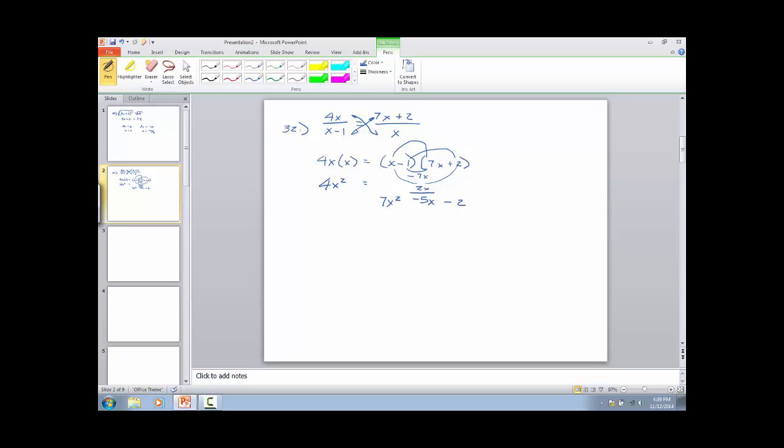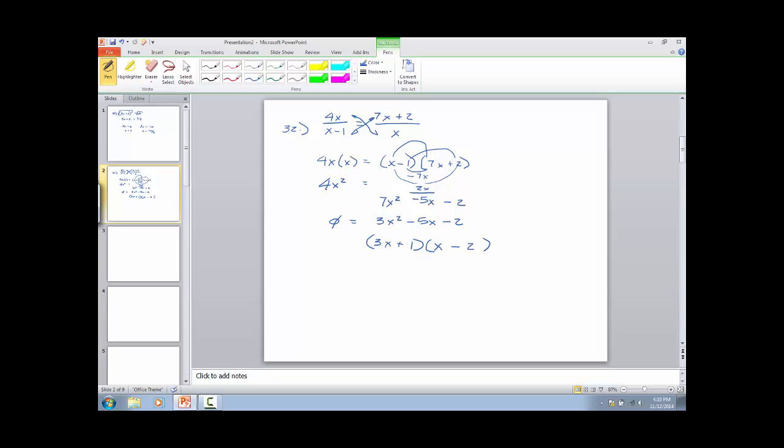Now we want to put this in the quadratic equation format. So let's get rid of this 4x squared. Let's say 0 equals, we'll subtract 4x squared. So we'll end up with 3x squared minus 5x minus 2. Okay, now that we've got it in the quadratic equation format, we do the same thing that we've done before. 3x and x, and we've got to come up with negative 5. So let's see, I think we're going to try 1 and negative 2.